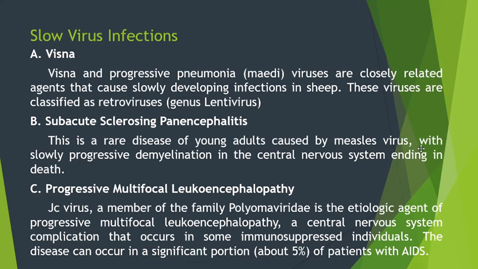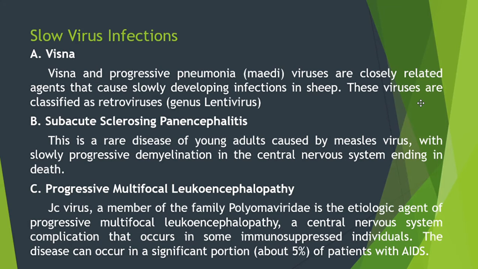Slow virus infections: you have visna and progressive pneumonia, maedi. These are closely related agents that cause slowly developing infections in sheep. These viruses are classified as retroviruses. The genus is Lentivirus.